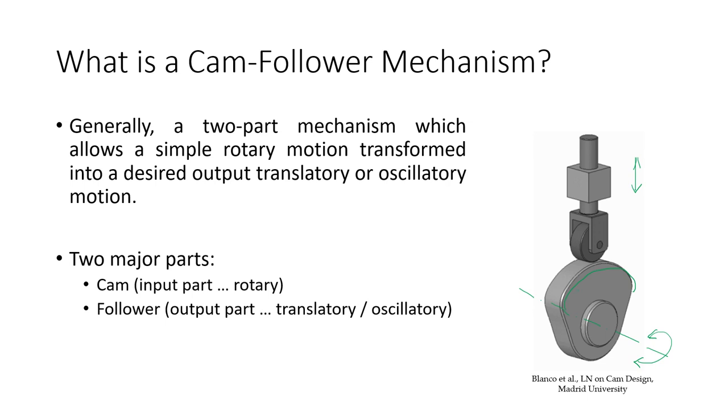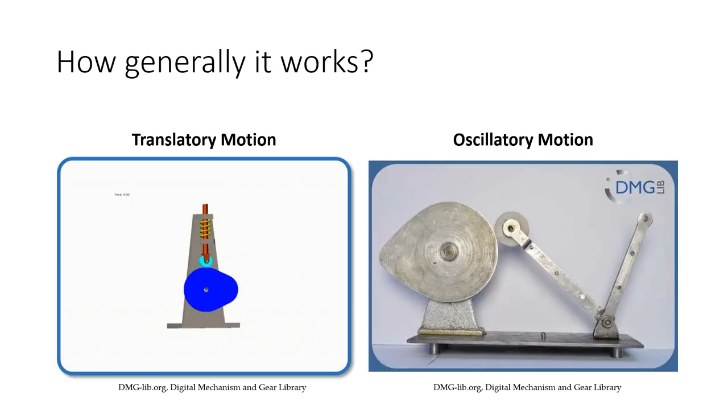So the output is going to be generated by the follower. And it is going to be according to our wishes, and the desired output is going to be achieved by that. And in order to achieve this desired output, we need to design the cam profile in a specific fashion. So that is going to be the whole discussion throughout this lecture onwards. So another question is how generally these cam follower mechanisms work.